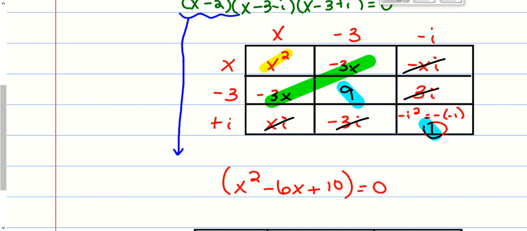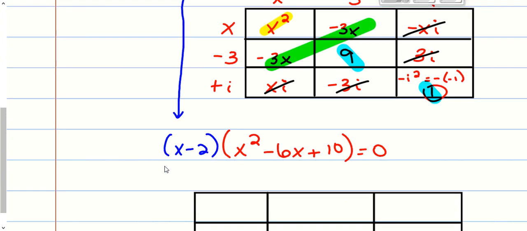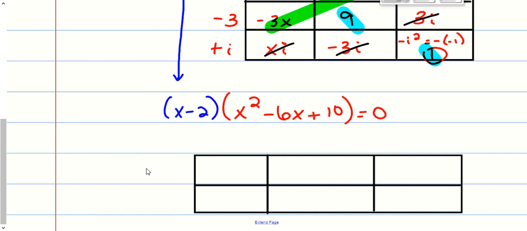And then earlier we said we're going to drop down the x minus 2 and come back to it later. Well, it's later. So we have another box set up. Let's plug these things in: x minus 2 and x squared minus 6x plus 10. Go ahead and multiply those out.